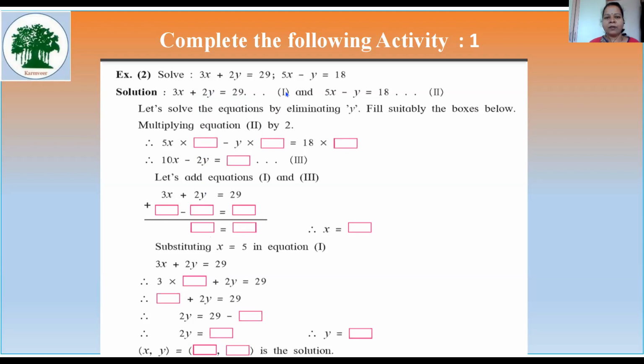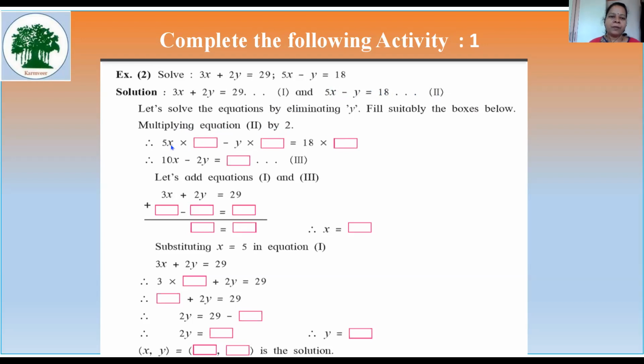3x plus 2y is equal to 29, rename as the first equation. 5x minus y is equal to 18, rename as the second equation. Let's solve the equation by eliminating y. But by which method? If we read the second sentence, we come to know that it is the equating coefficient method. Fill suitably the boxes below. Multiply equation 2 by 2. Here the activity says that you have to multiply the second equation by 2.